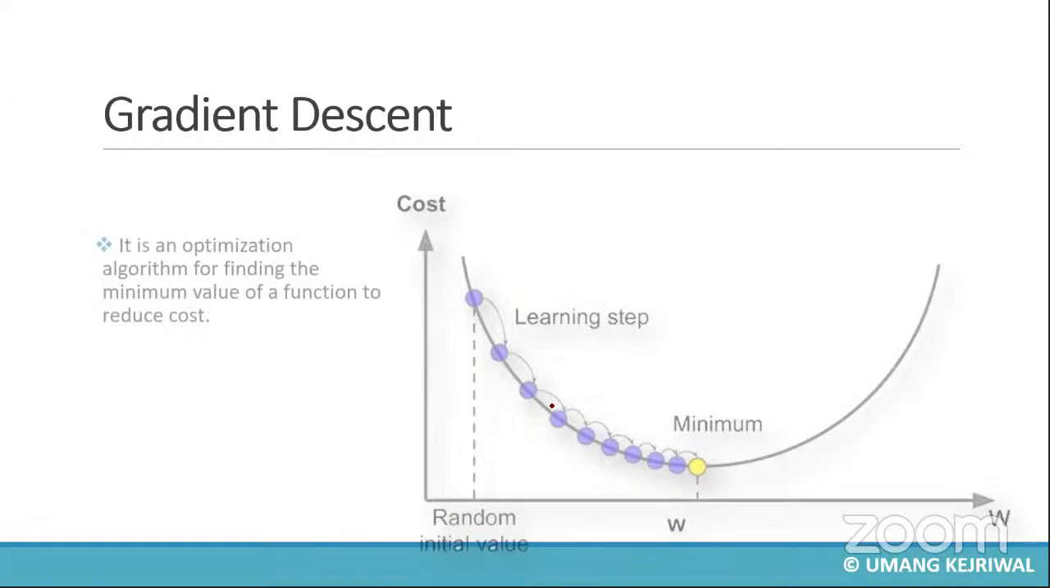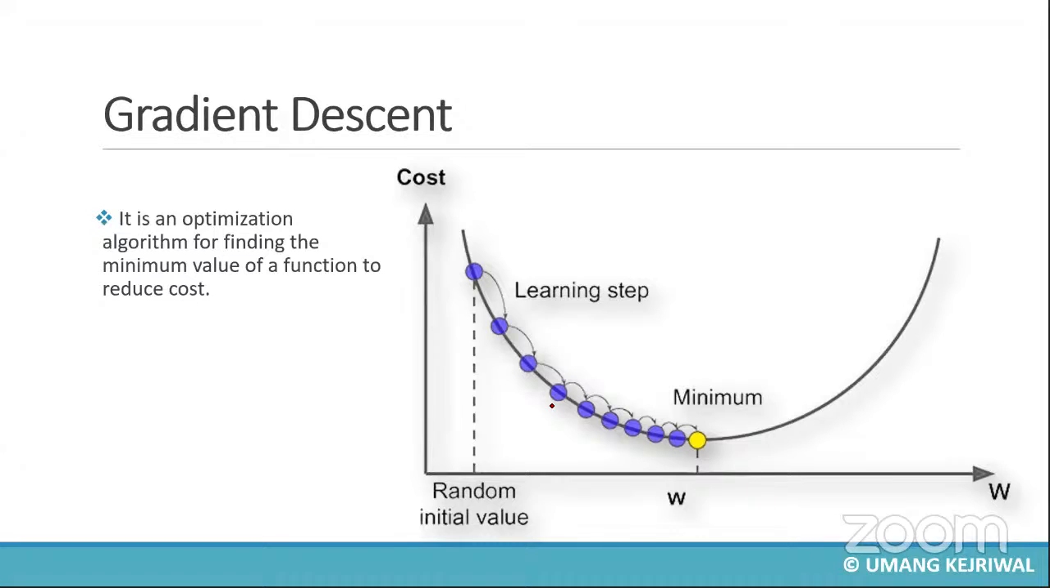Now, gradient descent, already explained, is an optimization algorithm for finding the minimum value of a function to reduce the cost. So it finds out the value of the final weight at which the cost is less. Cost means the error is minimum. And for the formula for gradient descent and backpropagation, I'll tell you how it actually calculates.